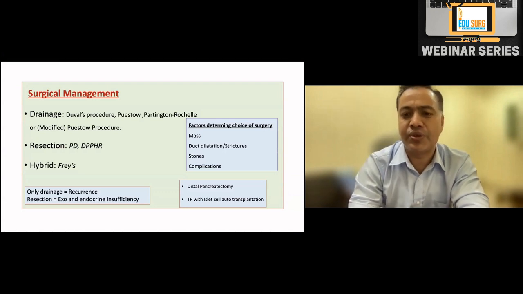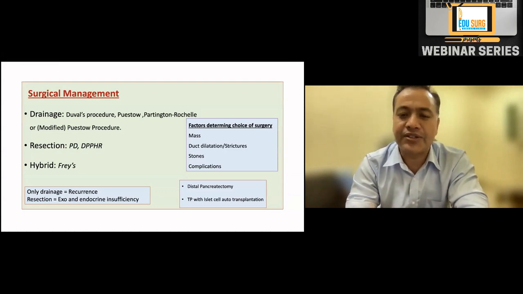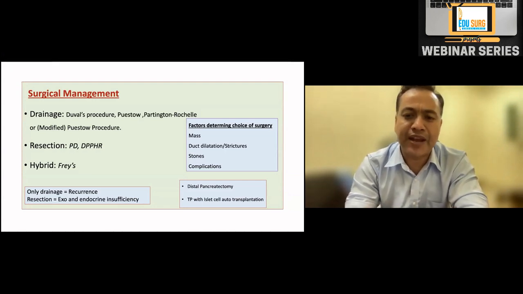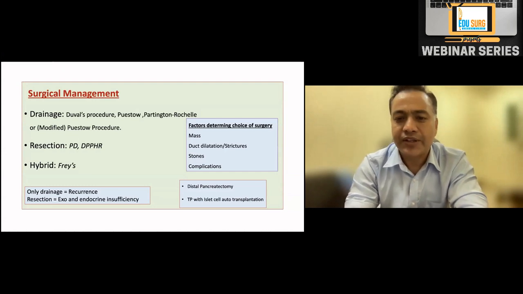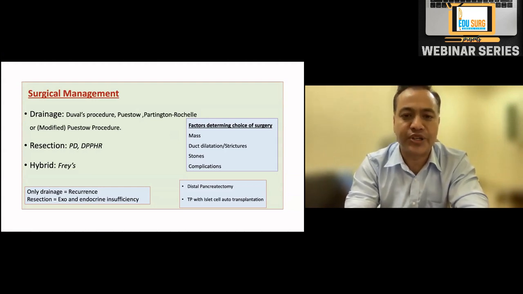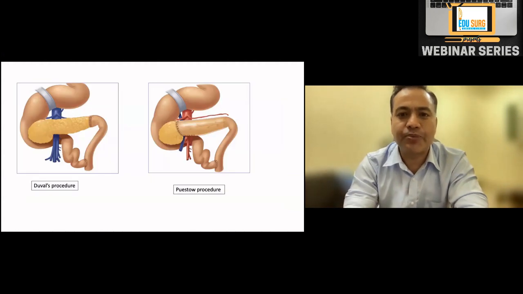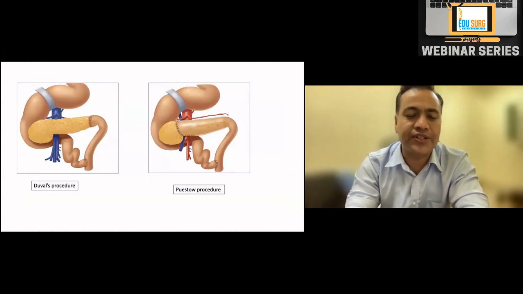They need to be taken into consideration, like the mass in the pancreatic head, the dilatation, the strictures, the number of stones in the pancreatic duct, the complications that have developed. These all need to be considered before we offer any of these surgical options. The distal pancreatectomy and total pancreatectomy with islet cell autotransplantation have been very selectively used in some very specific groups of patients. The Duval procedure, the Puestow, these are not used these days, and have become more of a historical interest, but these are drainage procedures.